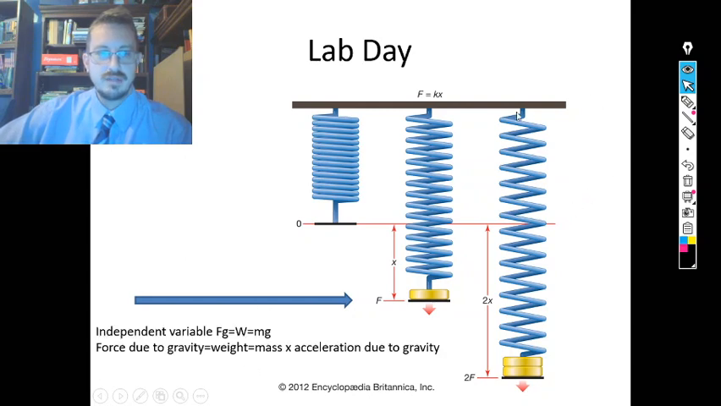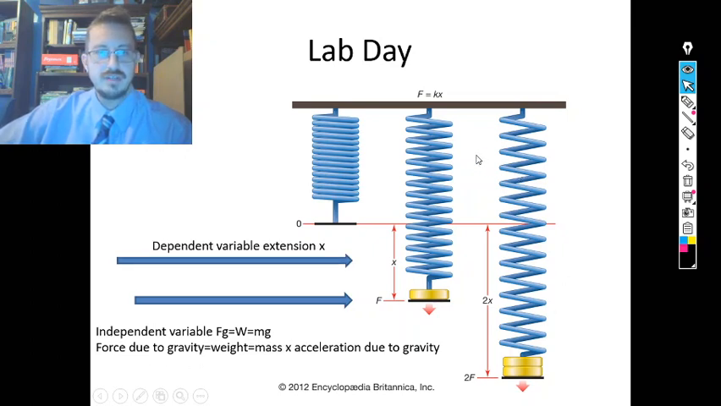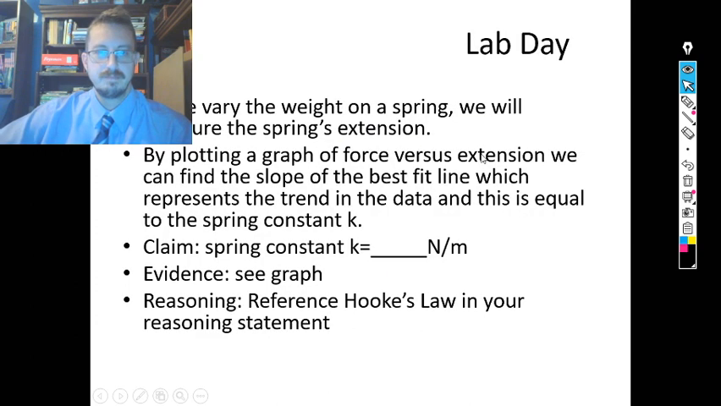So right there is going to be our independent variable. We're going to vary the mass and therefore the weight, force due to gravity. And then the extension right there is going to be the dependent variable. As we vary the weight on a spring, we will measure the spring's extension. By plotting a graph of force versus extension, we can find the slope of the best fit line, which represents the trend in the data, and this is equal to the spring constant K, again, in newtons per meter.